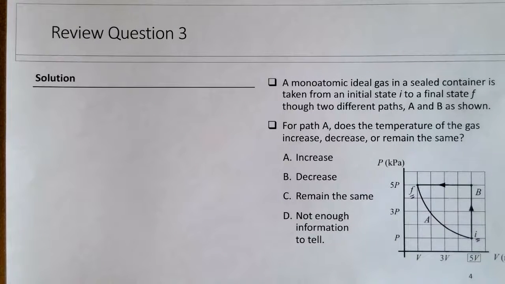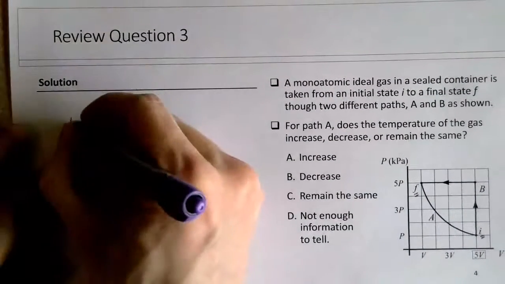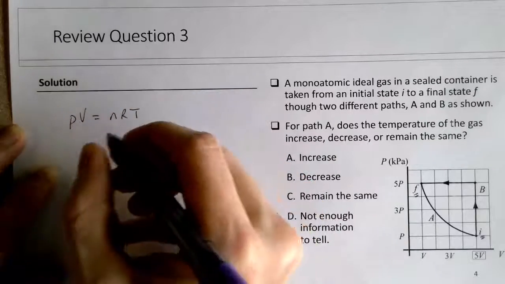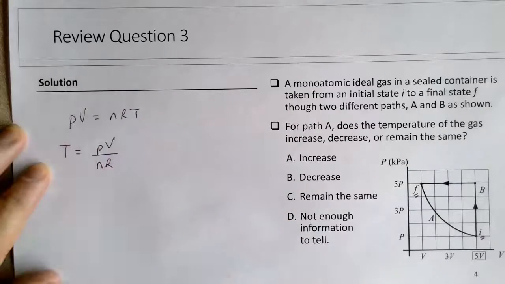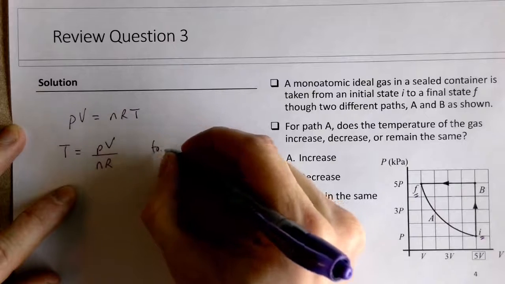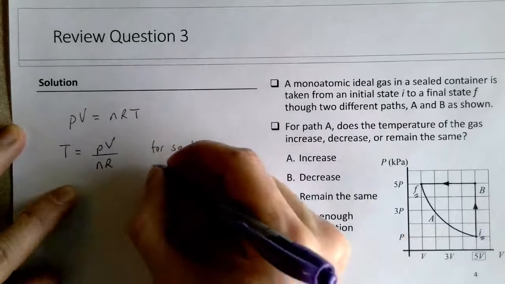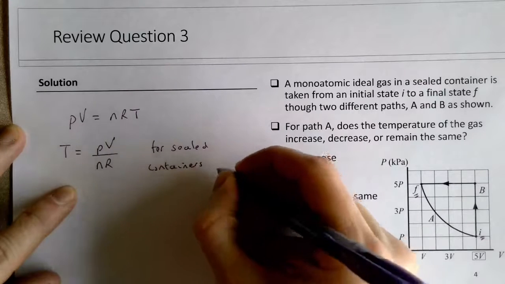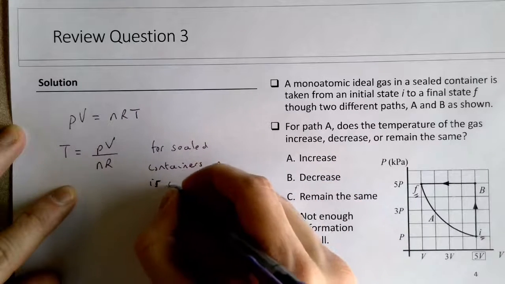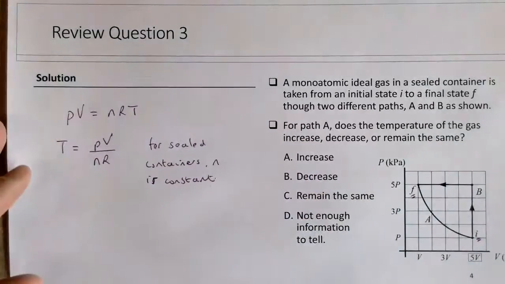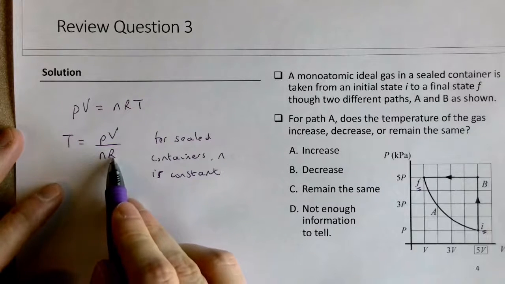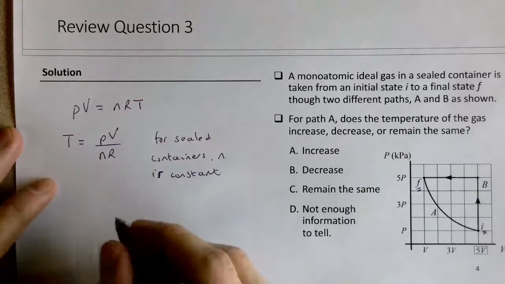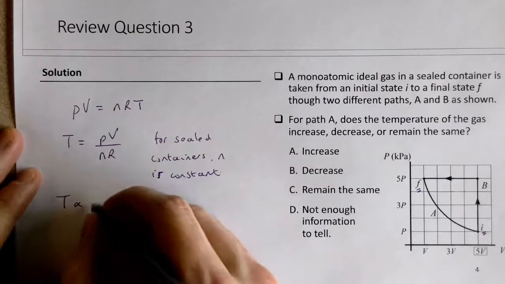And we're asked for path A, does the temperature of the gas increase, decrease, or remain the same? Okay, so let's think about the ideal gas law. PV equals nRT, so I can rearrange for T and say that T equals PV divided by nR. For sealed containers, n is constant, so no moles are added or removed. R is a constant by definition, so the product of n and R is constant. So for sealed containers, T is proportional to PV.